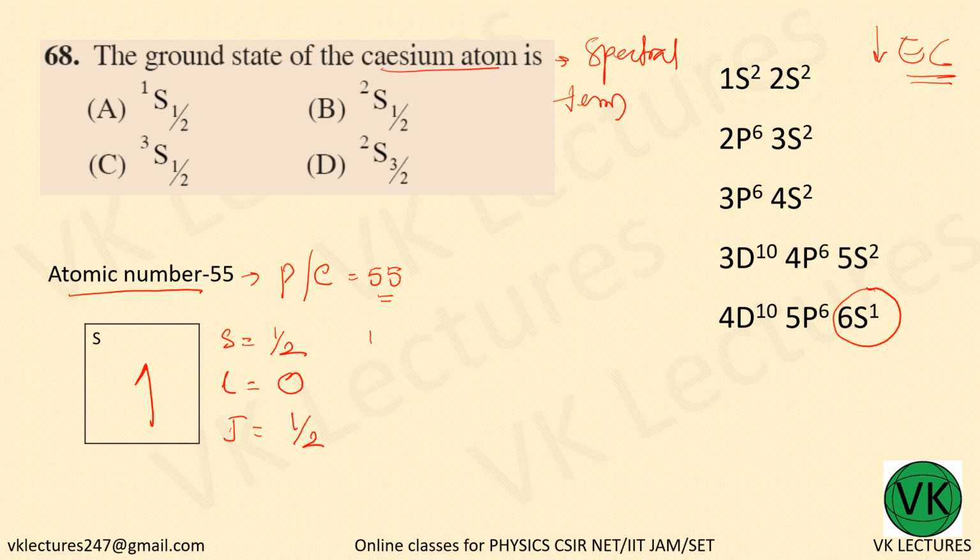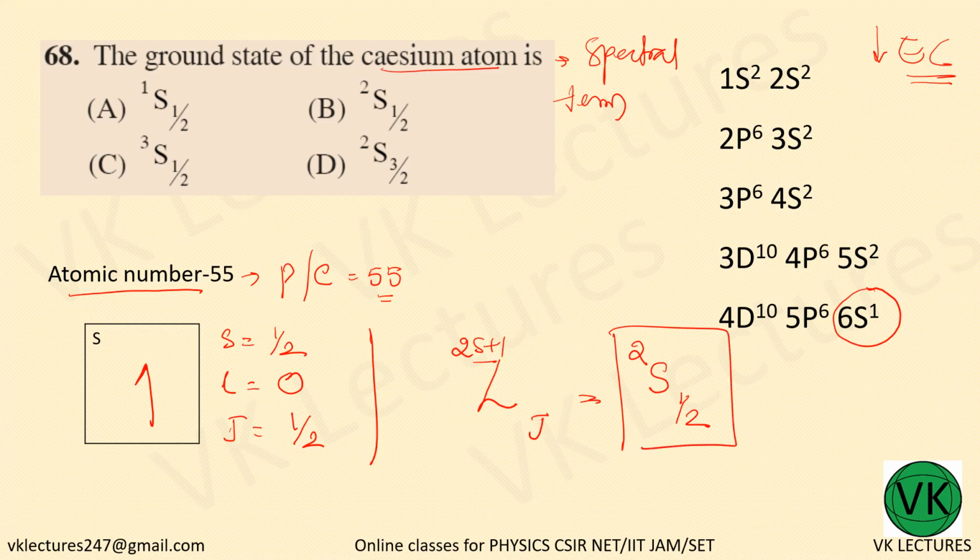Then you can write the spectral term as 2S plus 1, L, J. So here you have to write the J value. L is nothing but 0, which means S. J value is equal to half. 2S plus 1 is nothing but 2 into half plus 1, that is nothing but 2. So 2S half is the ground state term. So your option is B.